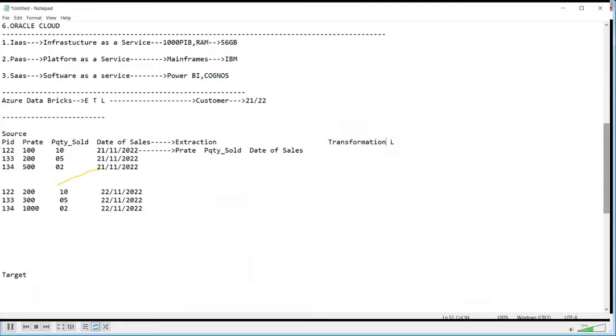Now, in the transformation, how can you find out the net? You want to find out the net sales amount each day. So to find out the net sales amount, do we need to perform some arithmetic operations on the data or not? That means some mathematical calculations are required or not?